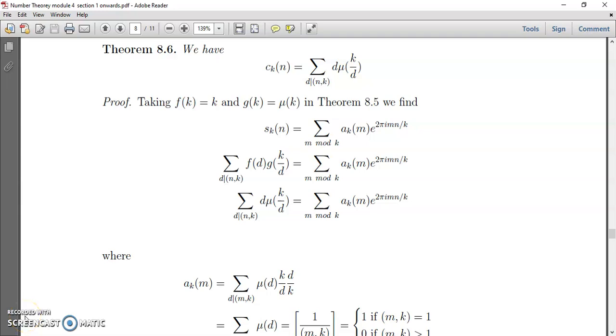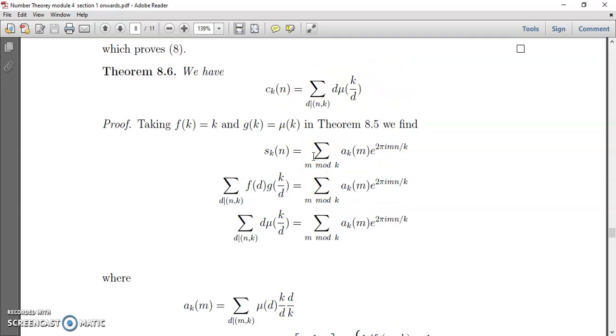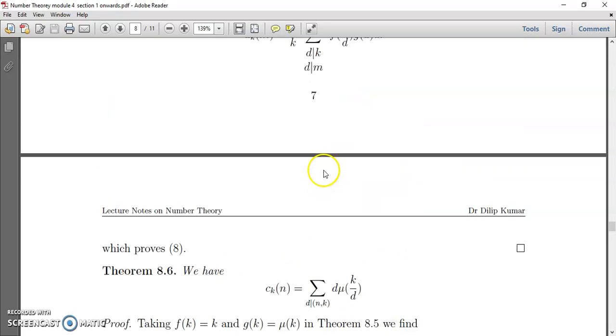Next, we will be discussing Theorem 8.6, which is a well-known result used by Ramanujan. But before going to this theorem, let me once more explain what Theorem 8.5 is, which we will be using in this theorem.